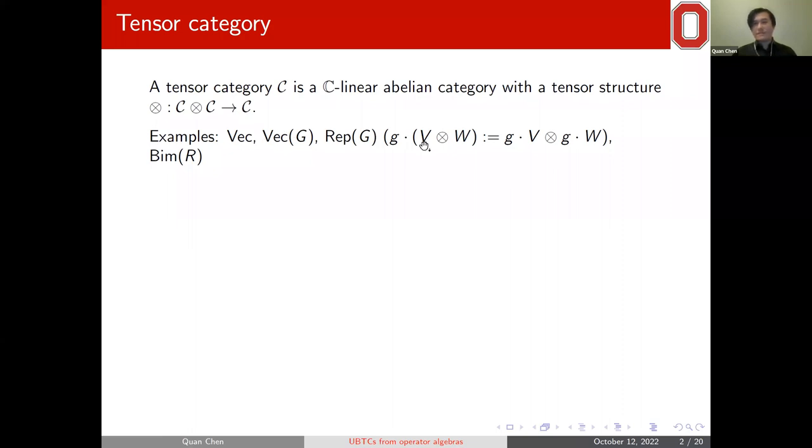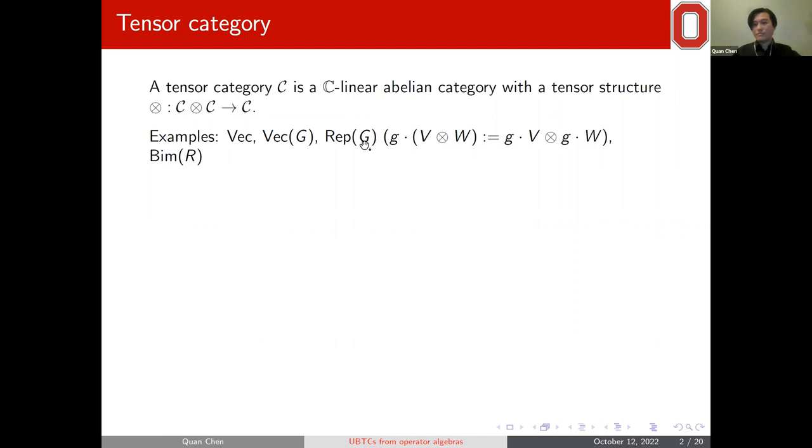We have a bunch of examples. For example, the category of vector spaces. Vector spaces are your objects, and the morphisms are the linear transformations. You can tensor two vector spaces to become another vector space, right? And also, from a group G, the G-graded vector spaces are also a tensor category.